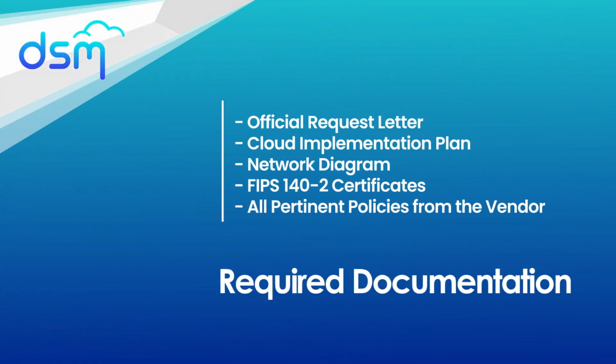This documentation includes an official request letter to use a cloud vendor detailing the type of solution signed by the agency head, a completed cloud implementation plan, a network diagram of the solution, a FIPS 140-2 certificate of all encryption modules leveraged for the solution, and finally, all pertinent policies from the vendor, including their media, incident response, and data center escort policies. The CSA will review and then either approve or ask clarifying questions about the solution. You should not proceed until the CSA has given you the go-ahead.